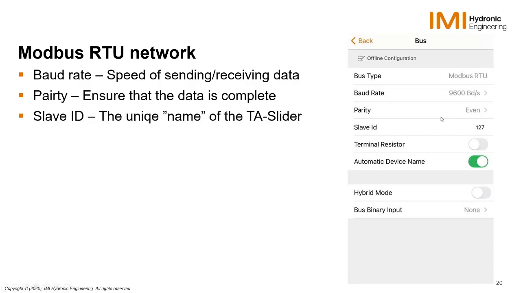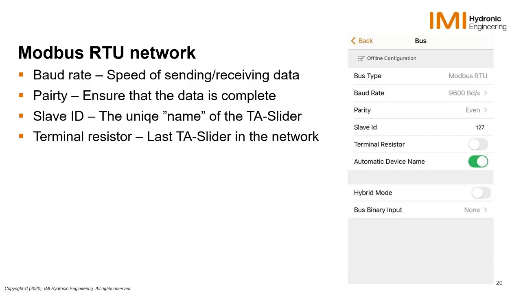The second thing is the slave ID. This is the unique name you have for your slider in your daisy chain. So this must be unique and between 1 and 247. You can name it whatever you like, as long as it's unique.